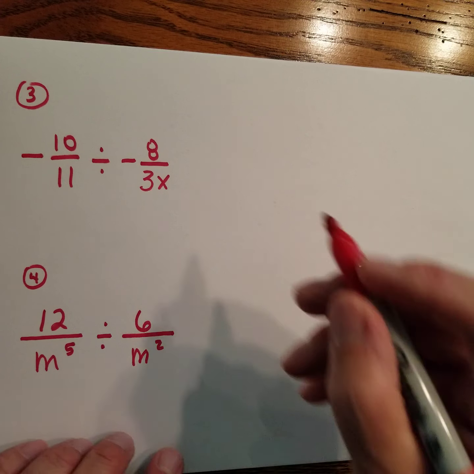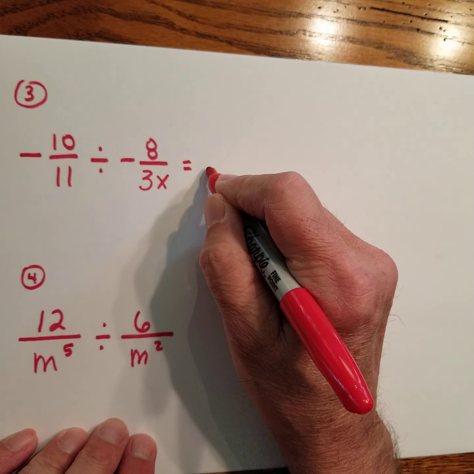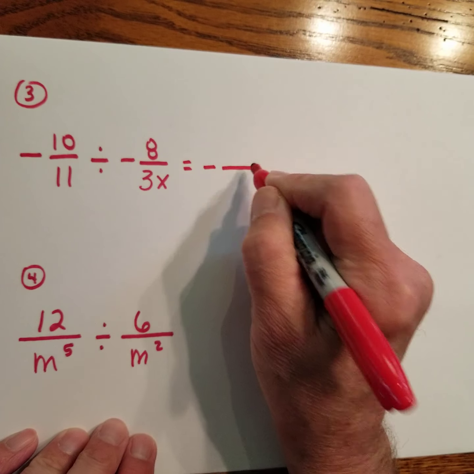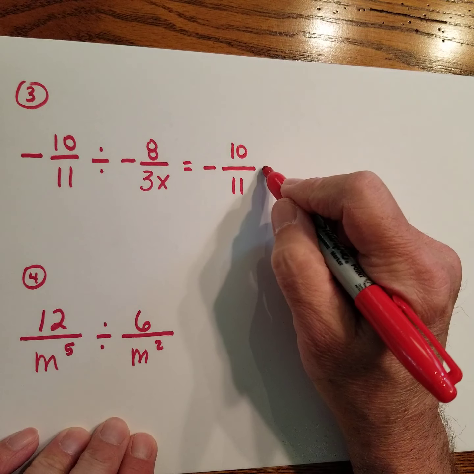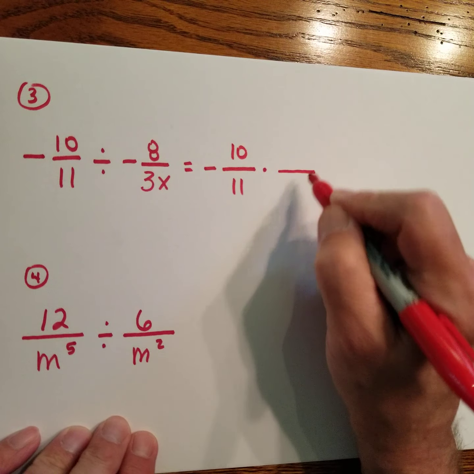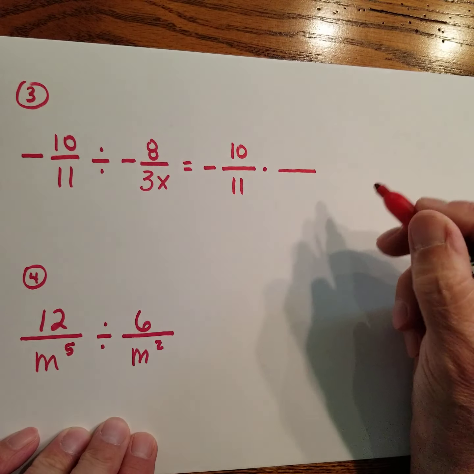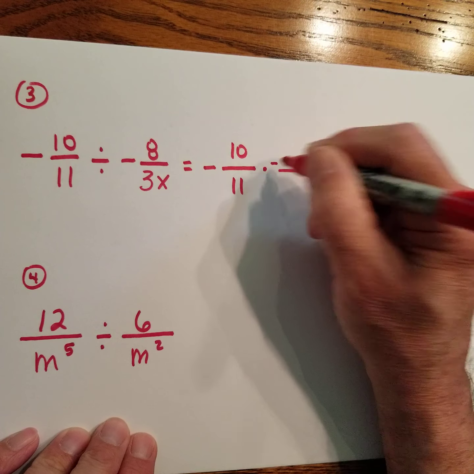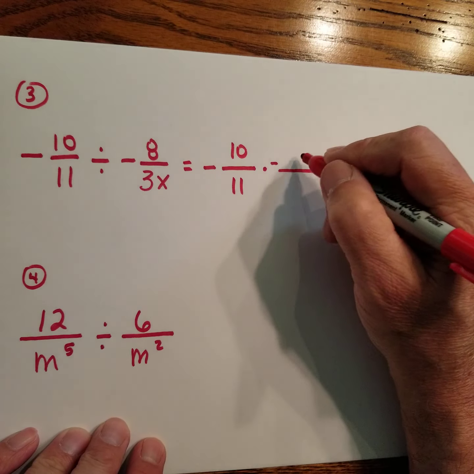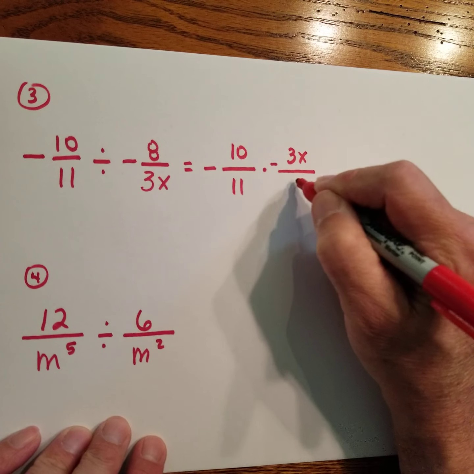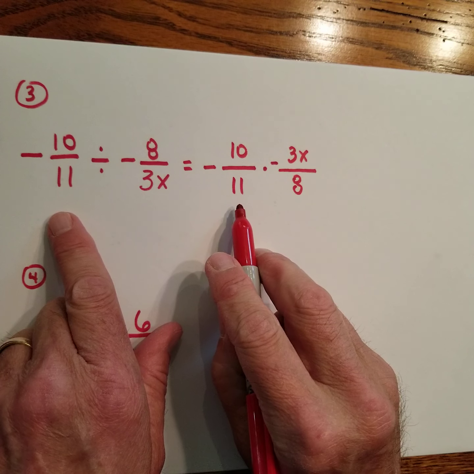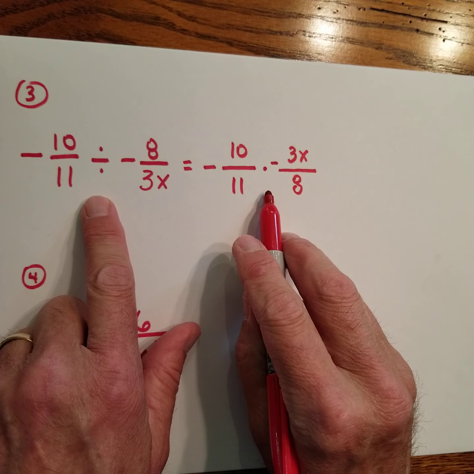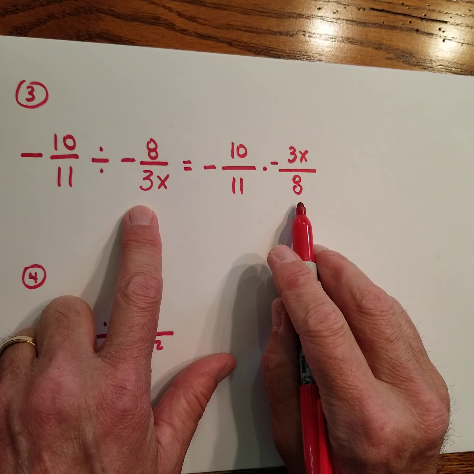Numbers 3 and 4 have variables. Let's be careful. Copy the first fraction, negative 10/11. Change division to multiplication. Take the reciprocal of the second fraction. Now that second fraction is also negative, and the reciprocal would be 3x over 8. Copy the first fraction, change division to multiplication, reciprocal of the second fraction.